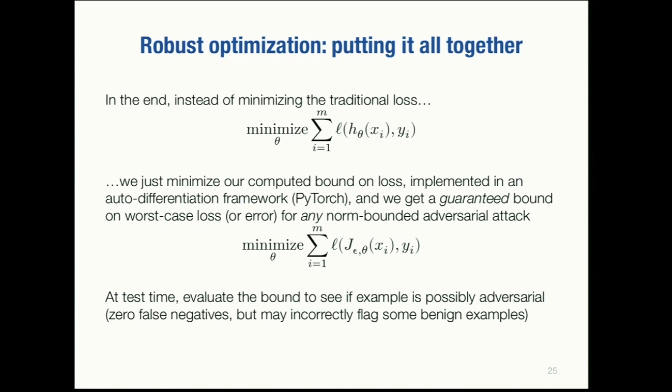Now, granted, the bound's pretty complex, right? We have to solve incrementally every upper and lower bound, then do a backward pass with a certain vector at the end. It's kind of complex. But the beauty of modern deep learning frameworks like PyTorch, and I'm still amazed by these things, is you can code all of this procedure up in an auto-differentiating framework like PyTorch, and then just take gradients. And all of a sudden, I can optimize this whole thing with gradient descent. So instead of minimizing my normal loss, I'm minimizing a strict upper bound on the worst case loss I can suffer under any adversarial perturbation. And again, at test time, I can evaluate it to see if there's possibly an adversarial example or not.